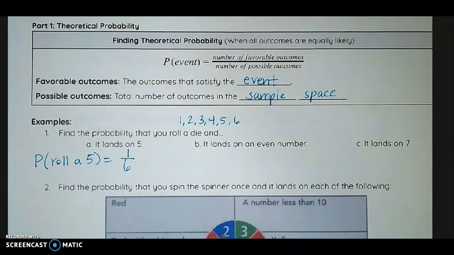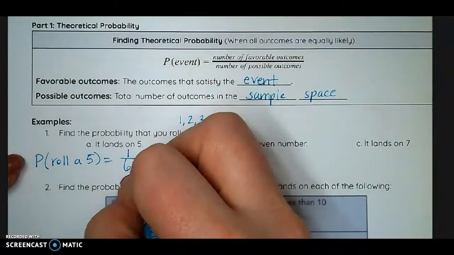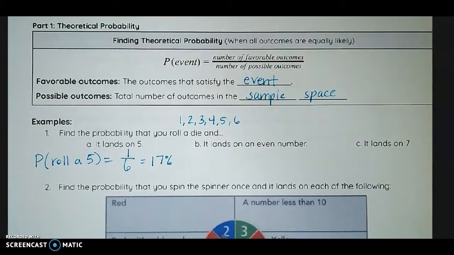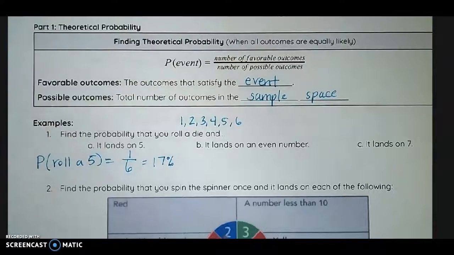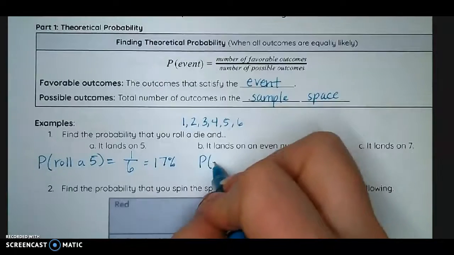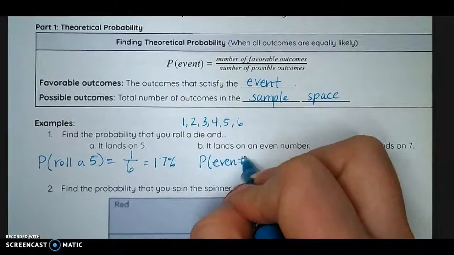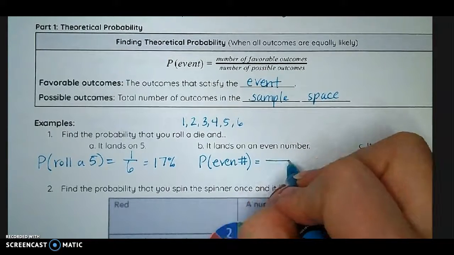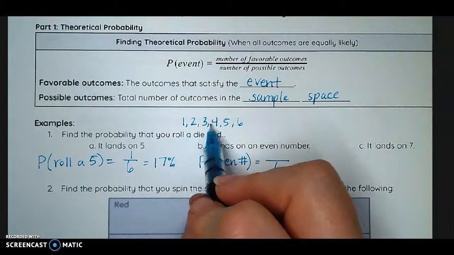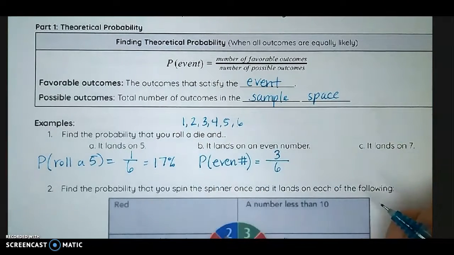You could also change that into a decimal and think about it as a percent if you wanted to. And you could say that there is a 17% probability that would happen. So 1 in 6 chance, or 17% likelihood that it would happen. The probability that it lands on an even number, well, there are still 6 sides to my die, but you see that my even numbers are 2, 4, and 6. So I have 3 of those.